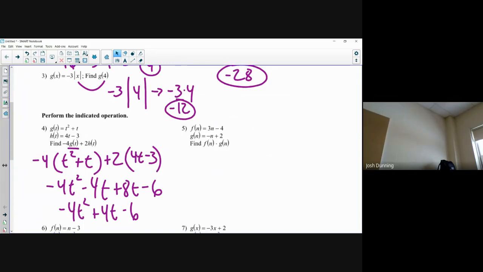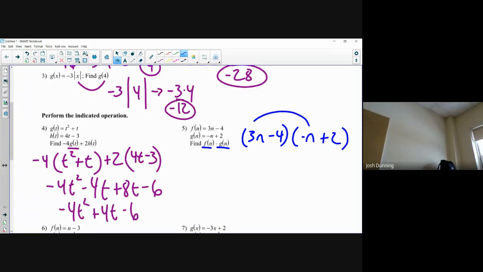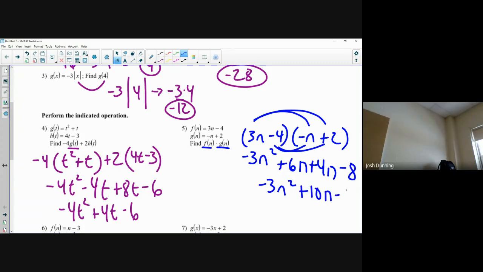Now 5 says f times g. So we just multiply those binomials. Got to use parentheses. So 3 times negative 1, really. So negative 3n times n squared plus 6n. Just be careful, that's a double negative there. So plus 4n minus 8. Put the middle 2 together, 10n.